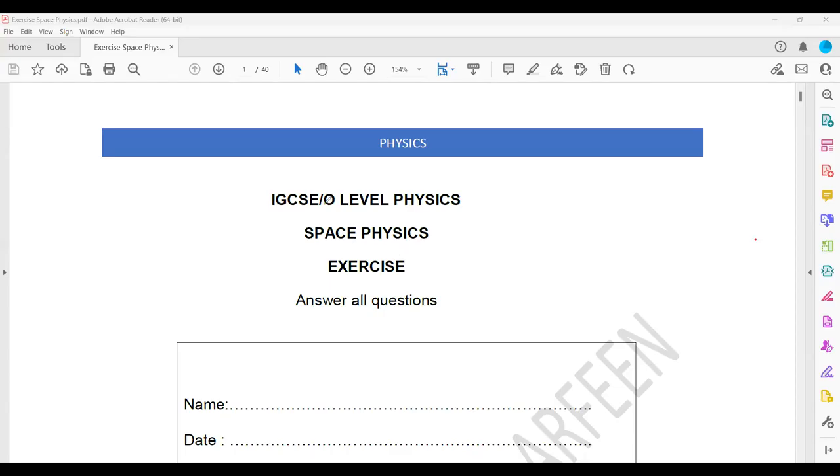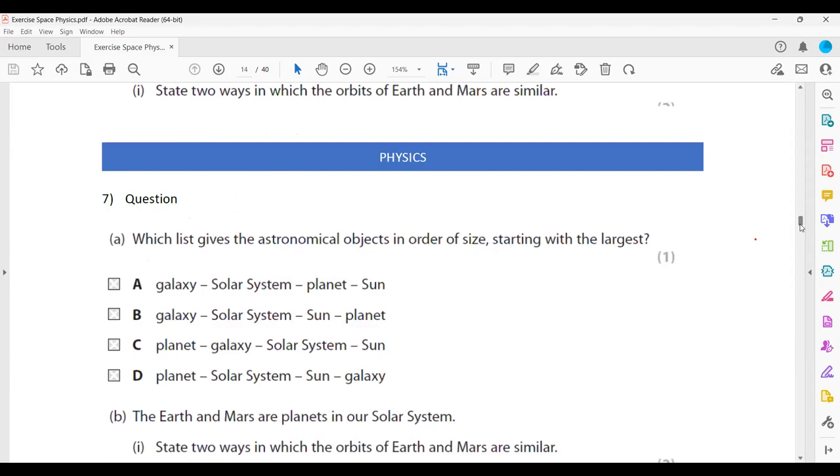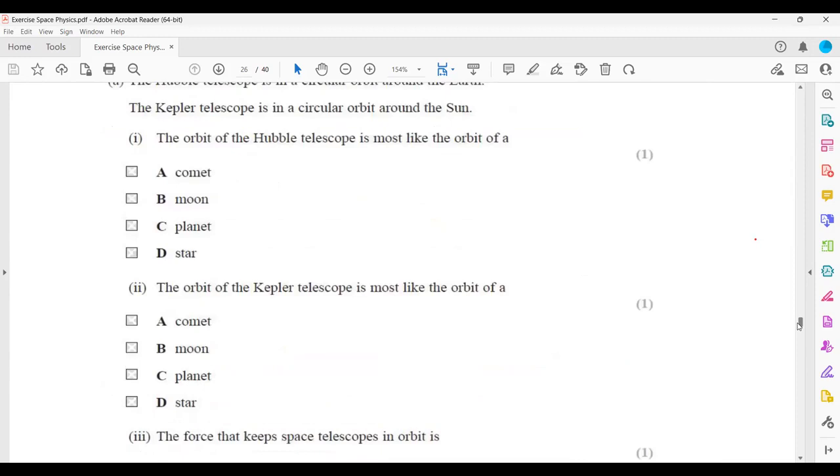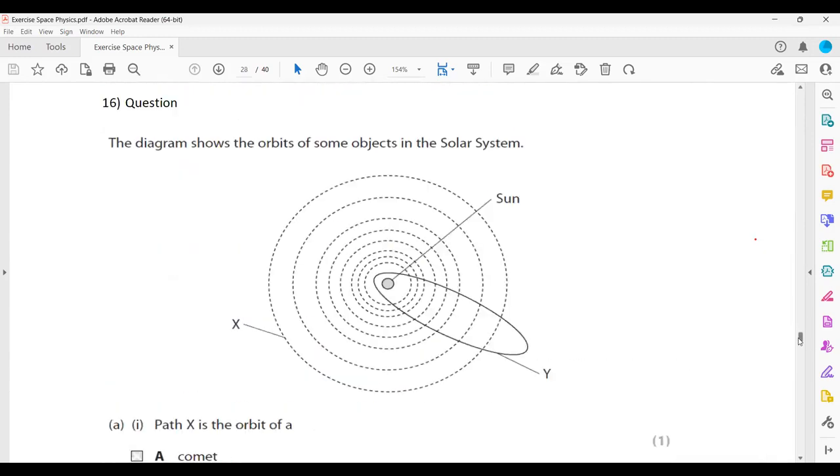The exercise related to space physics, we are done with the first 16 questions. So today we'll do questions 17 and 18. You can use your mic or the chat to participate.